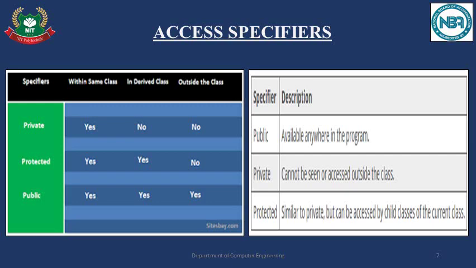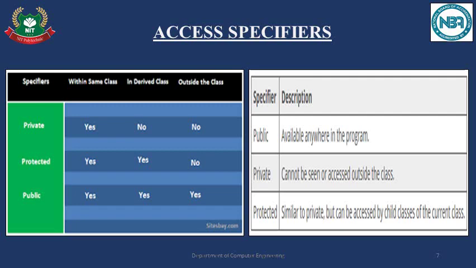Next is protected. Protected access specifier data members and member functions can be used within the same class as well as in the derived class, but not outside the class. That is, no other class can access the protected data members and member functions.